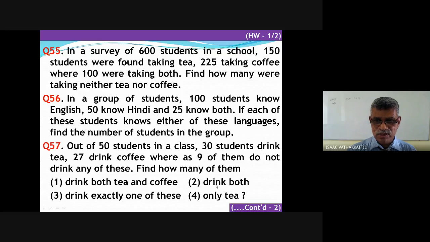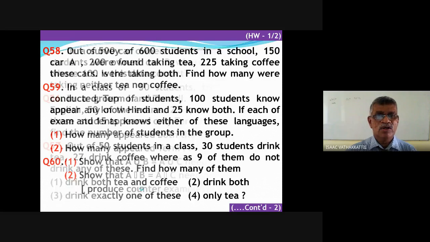Second is again the same, drink both. Fine, both are same. Third, drink exactly one of these. And fourth is only tea. Okay? 1 and 2 are same. Now a few more questions.